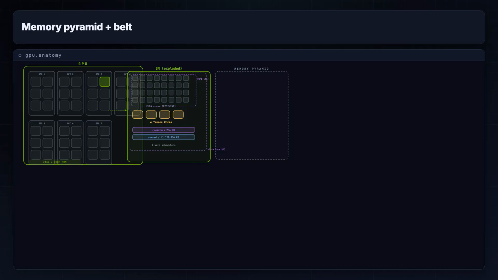Pull back and draw the memory pyramid beside it. Registers at the top, instant. Shared and L1 below. L2 about 50 megabytes. And at the base, HBM, the big slow tank. I will animate one token's worth of weights crawling up the belt from HBM through the cores. That crawl is what limits decode speed.